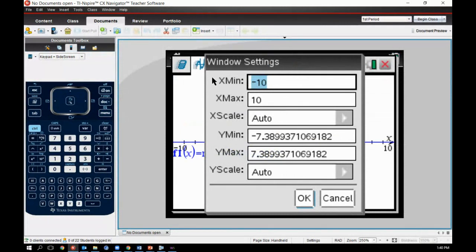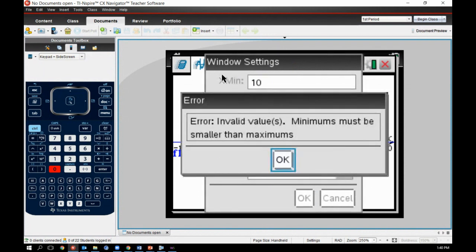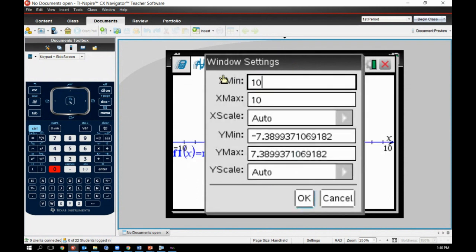And we need to set our X minimum and X maximum. So 10 is our minimum. 30 is our maximum. Leave the scale at auto. Y minimum 0. Y maximum 0.2.